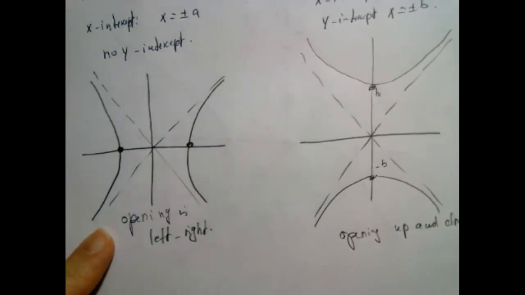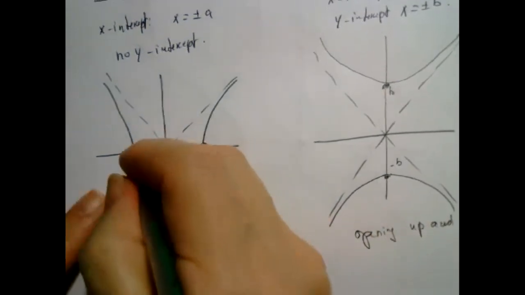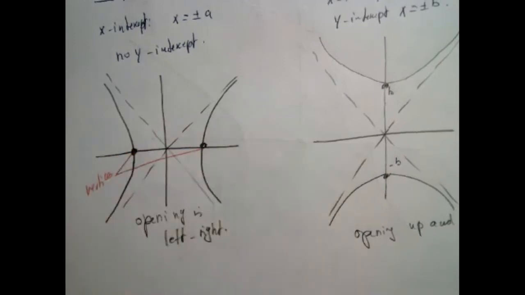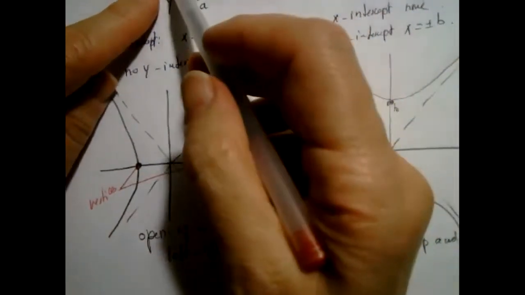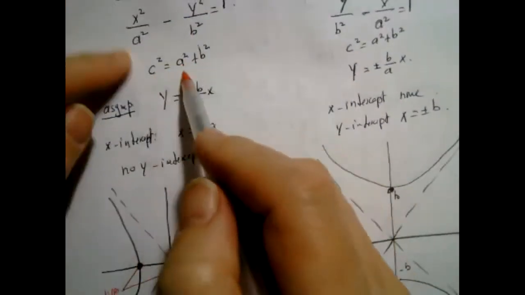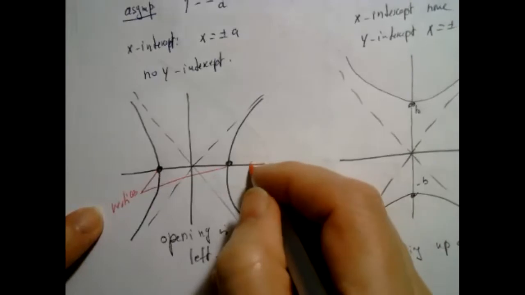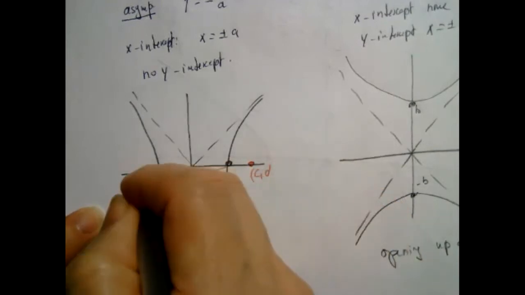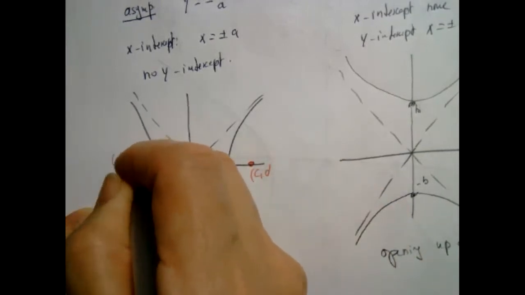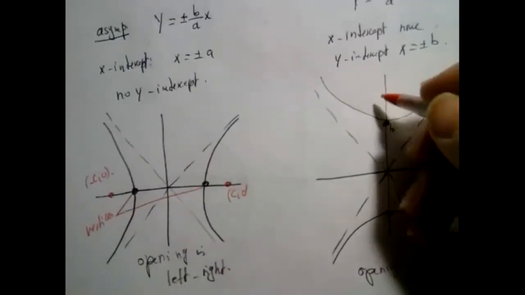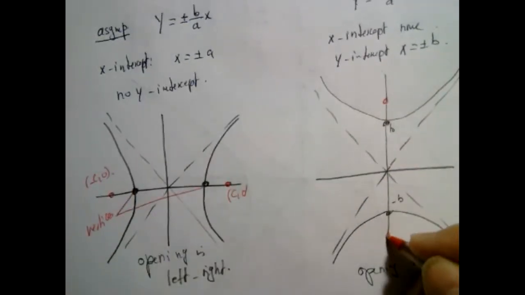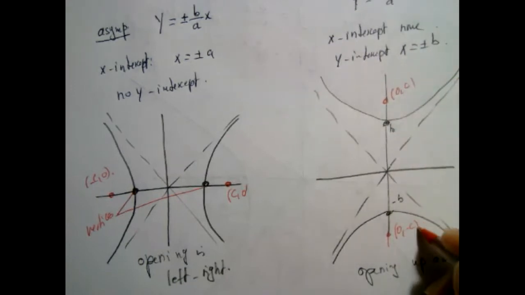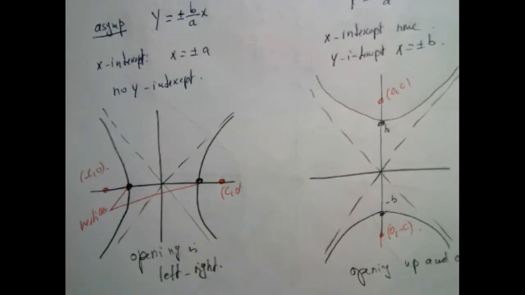Now, another word that we will use is the vertices. The vertices are those points. Those are called vertices. And in this scenario, the foci, because c squared is a squared plus b squared, are going to be bigger than a. The foci would be right here. So this is the foci. That's (c, 0), and this is going to be inside, (minus c, 0). And in this case, the foci will be inside here. So that would be (0, c), and that would be (0, minus c).